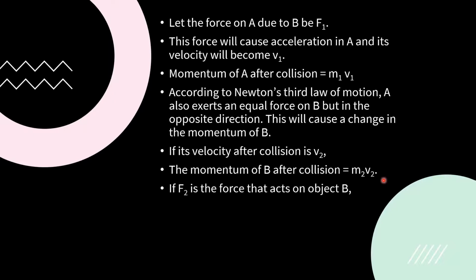If F2 is the force that acts on object B, F2 will be equal to minus F1, because the force is opposite in direction. We already know that force F is equal to mass into acceleration. Let us apply this here. Therefore, m2 a2 will be equal to minus m1 a1. This is what happens when two objects collide.